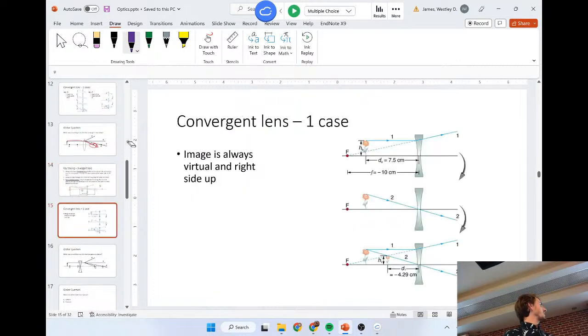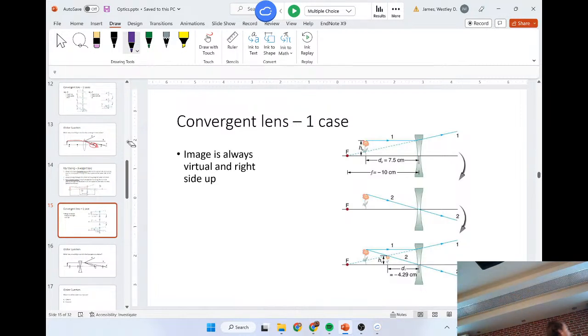Great news. This one only has one case. It always does the same thing. It always makes an image that is virtual and right side up. Always. Virtual, meaning it's on the same side. It's not real. You can't project it on a screen. The light rays always diverge. Who cares where the object is? It will always do this.